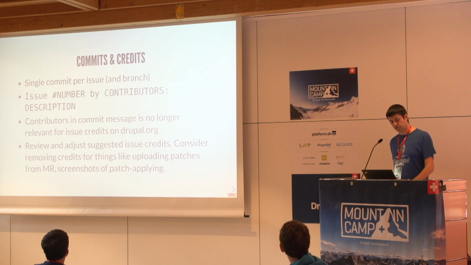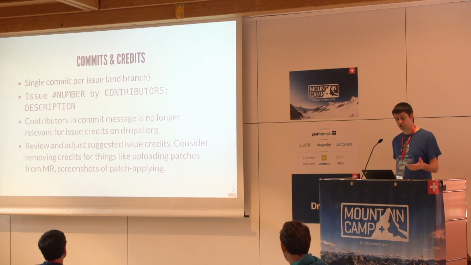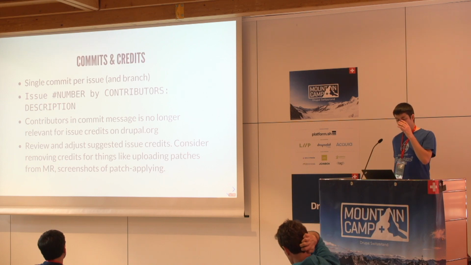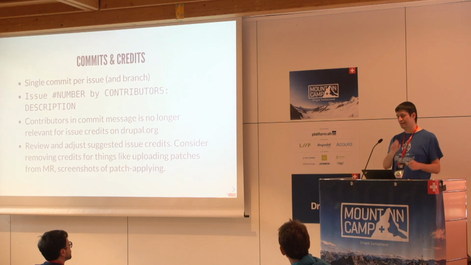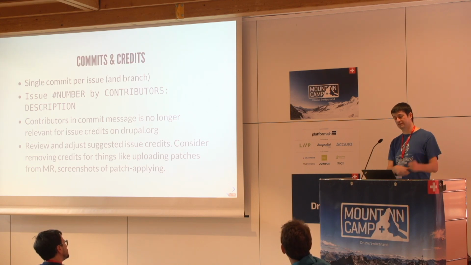Commits. So the recommendation is that you do a single commit per issue. So when it's done and finished, you do a single commit. The commit message usually looks like this: you have the issue number, then by some contributors, and then the description. There's some discussion over that, especially in the past, when the contributors' commit message log was parsed to then tell this person had so many commits on Drupal core and this person had so many.